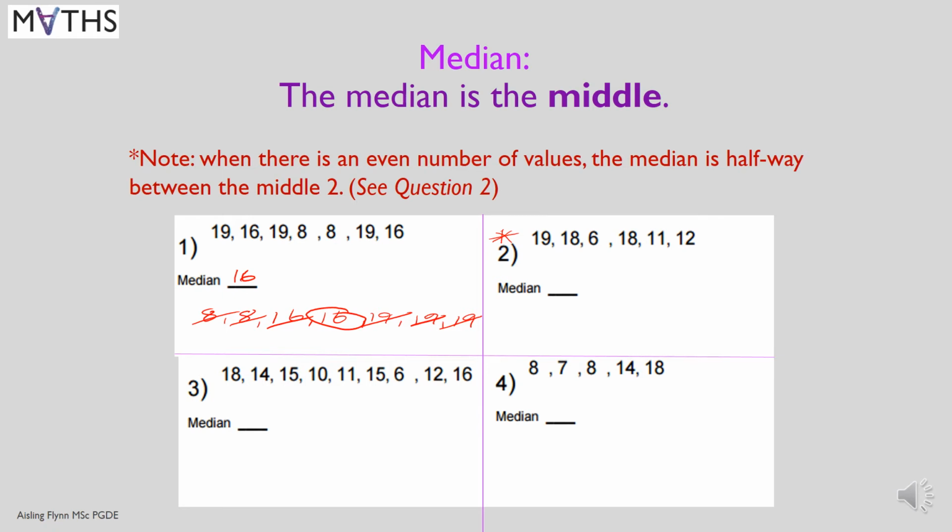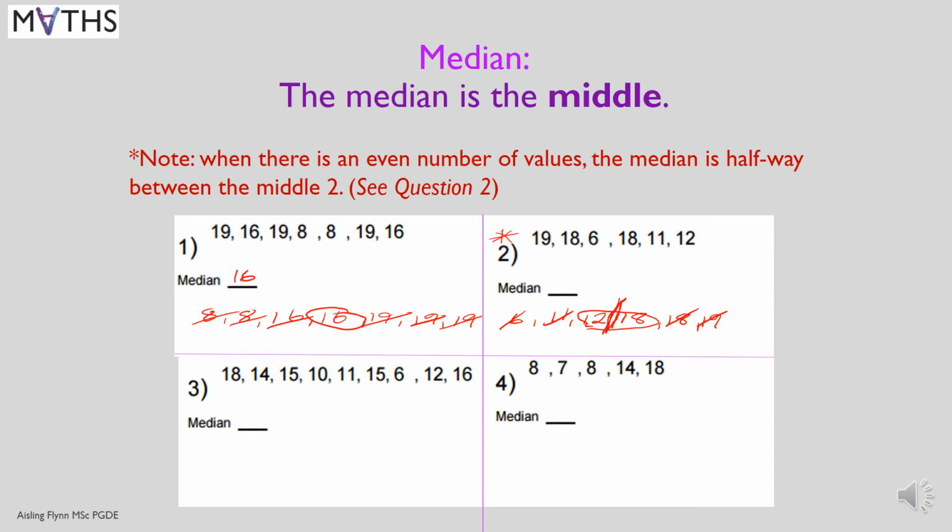Now moving to number 2, we had a note around this. Let's rank it first. So we have 6, 11, 12, 18, 18, and 19. In this one, let's take one from the bottom, one from the top, one from the bottom, one from the top, one from the bottom, one from the top, and we're left with 2 in the middle instead of 1. So the median should lie somewhere in the middle of 12 and 18, and it should lie halfway.